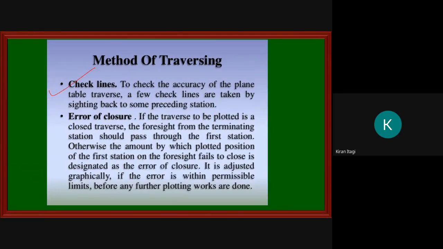You can cross-check it. A to B, B to C is drawn, A to B is drawn. You can just directly close the line or you can cross-check this one also. Okay. So check the accuracy of the plane table. A few checks are taken by sighting backsight to the preceding station. Okay. From B to A you can do back sighting, or A to B you can do back sighting. Closure.